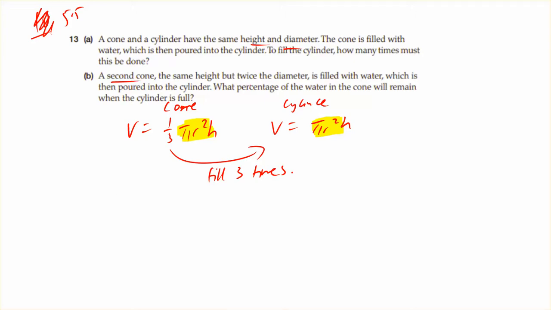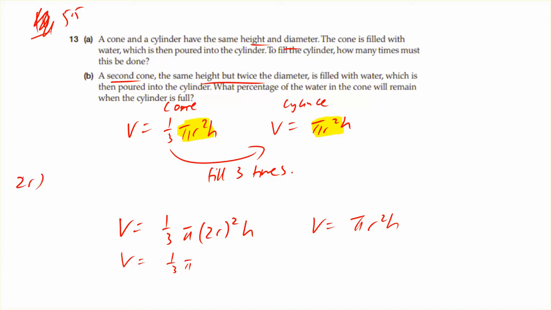The second cone has the same height, but twice the diameter. So the radius is now twice its original radius. I'm going to put 2r here, and h. The cylinder has the same formula. So let's work out what effect that has. I'm going to simplify this. 2r all squared is the same as 2 to the power 2, r to the power 2, so 4r squared.